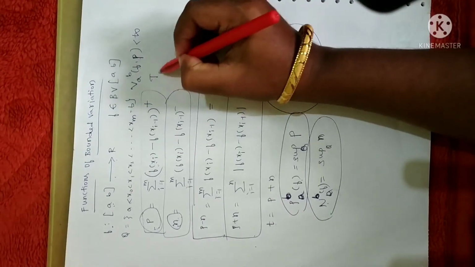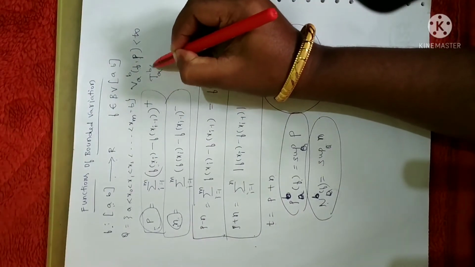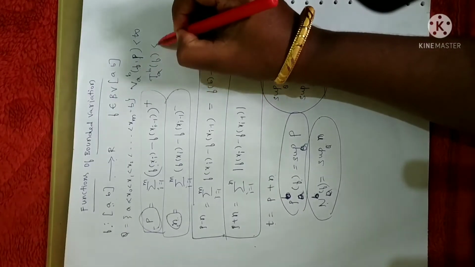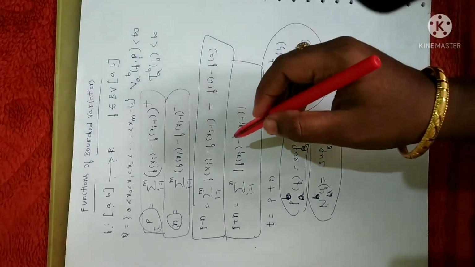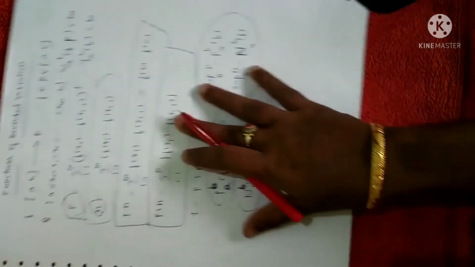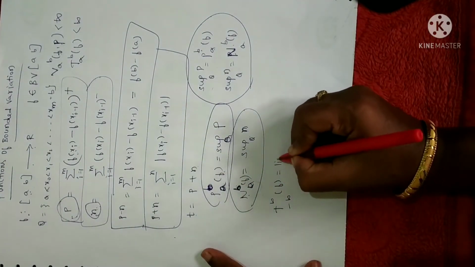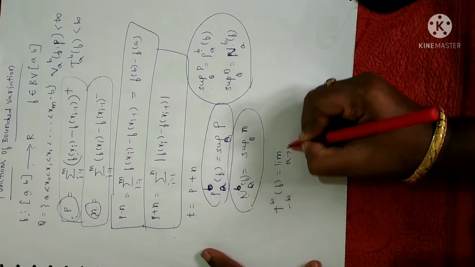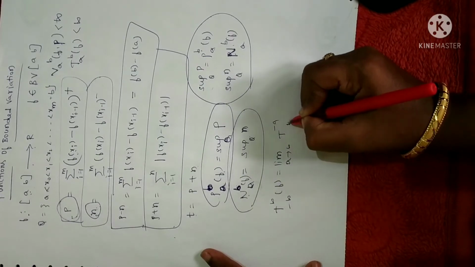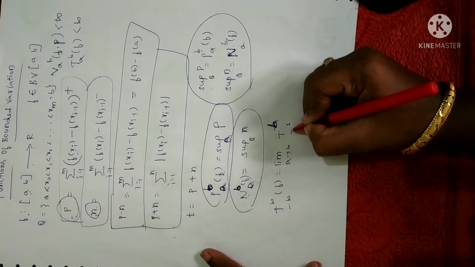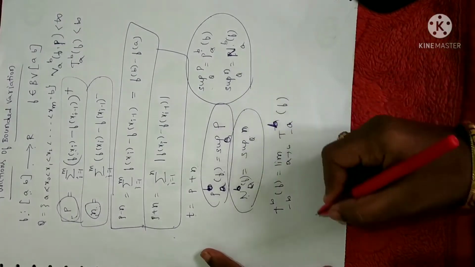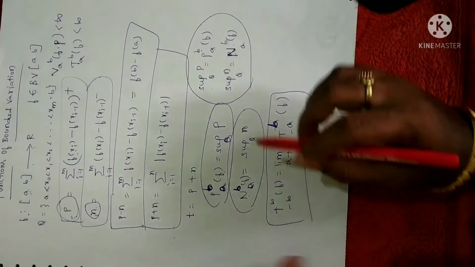Remember, T from a to b of f is also finite. That is, it should be less than infinity. And moreover, T from minus infinity to plus infinity of f is represented by the limit as a tends to infinity of T from minus a to b of f.